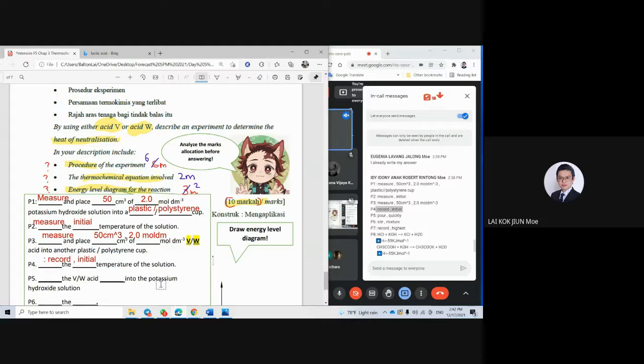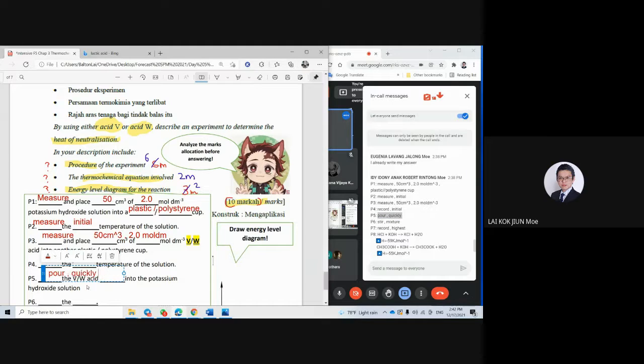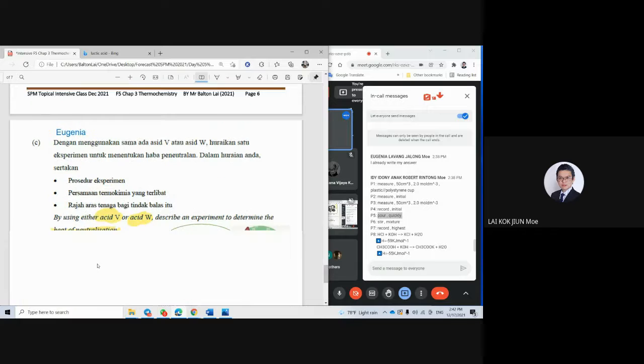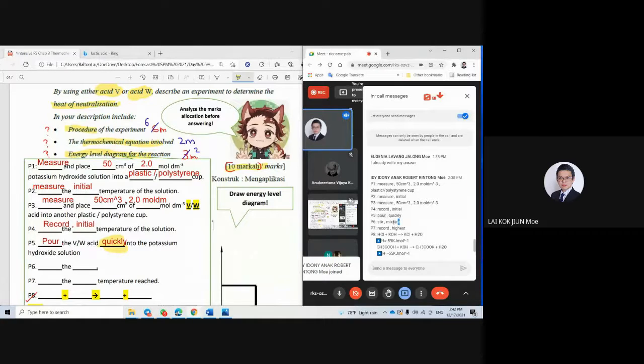So every time you record it, you do record the temperature. If you write record already, no need to write measure. So we can save so much work. Record means you already measure. Quickly work is important. Why must quickly? Why so rush? Cannot quickly, must slowly. Why cannot slowly? I like to do things slowly, ma.